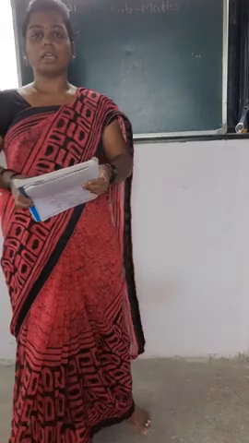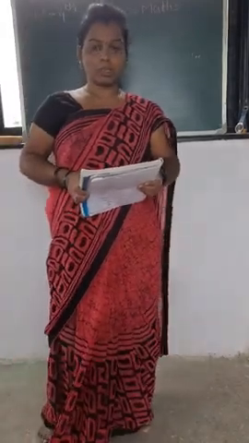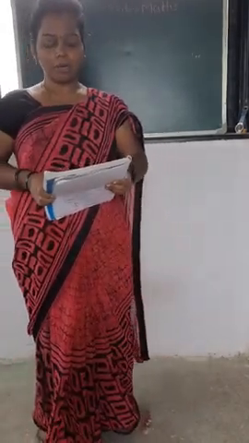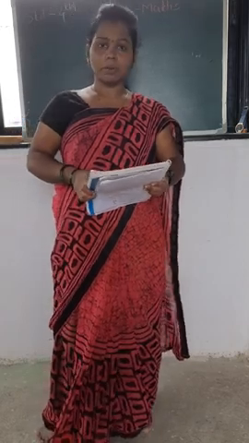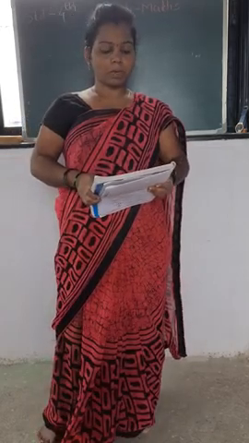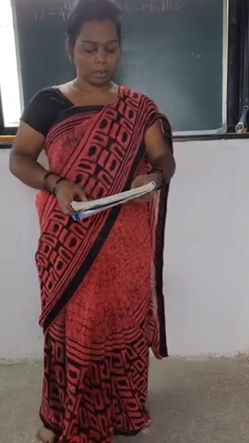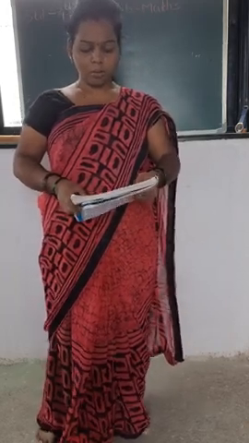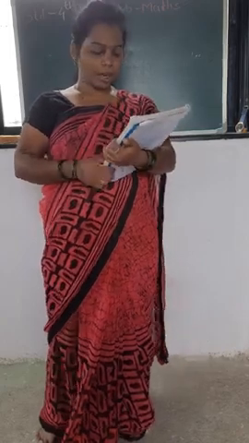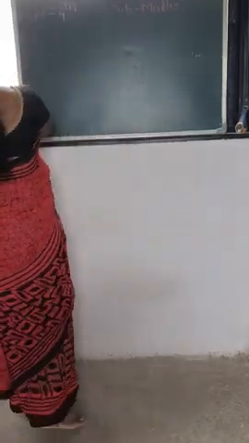In the last period in fourth standard, we learned about rounding of numbers. The first point was rounding off to the nearest tens. We learned that in the last period. Then the second was rounding off numbers to the nearest hundreds. Next point is rounding off numbers.